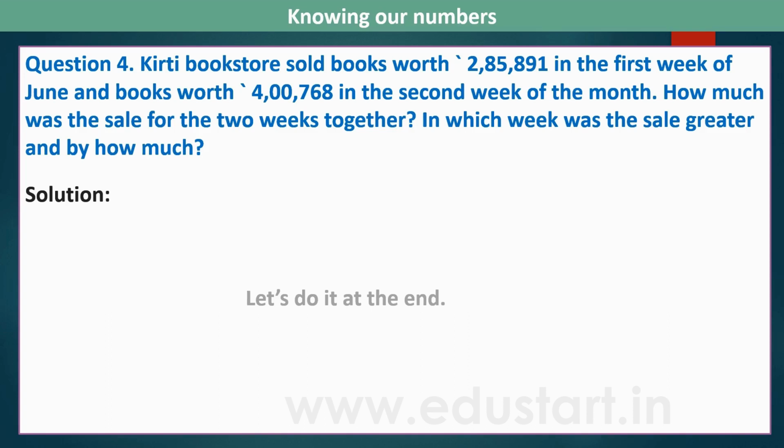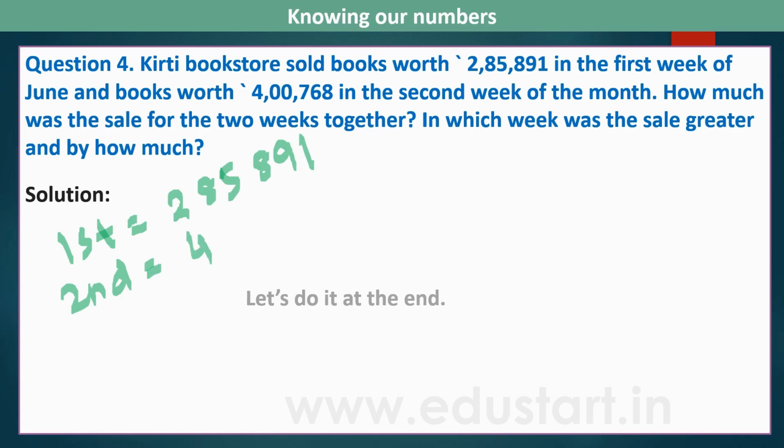So the first thing, in the first week, what is the total? 2,85,891. In the second week, how much? 4,768. Now in the first question, it is asked, what is the total sale? So the total sale is equal to this plus this. So that amount will be the total sale.